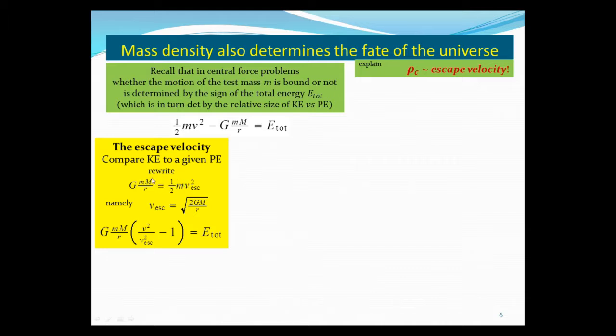To do this, we rewrite the potential energy term in the form of kinetic energy, except the velocity is defined this way in order to have this relation. So the escape velocity is the square root of 2GM over r. Now, once you use this definition, I can factor out the potential energy term on both sides. Then you get v squared over v escape squared, minus 1. So you can easily see that if v is greater than the escape velocity, then the total energy is positive, so the particle can escape to infinity.